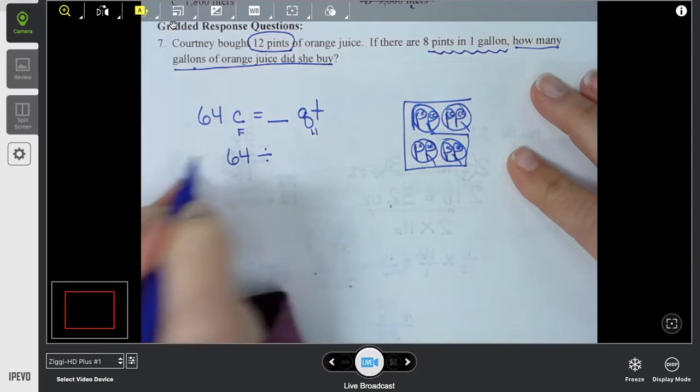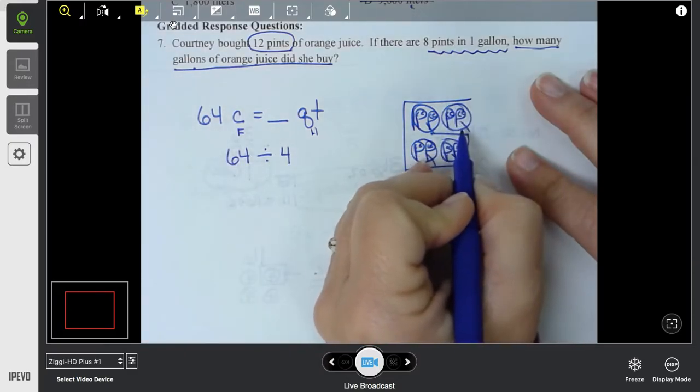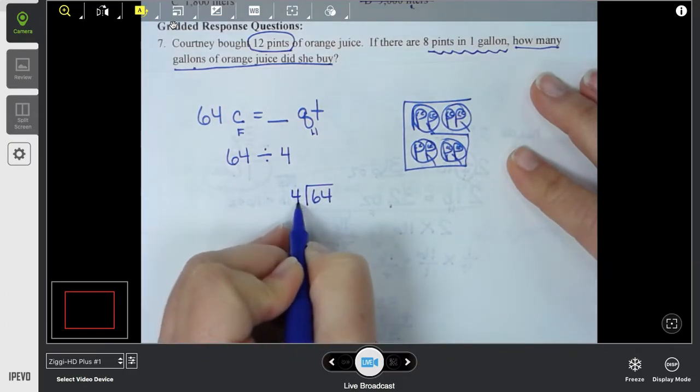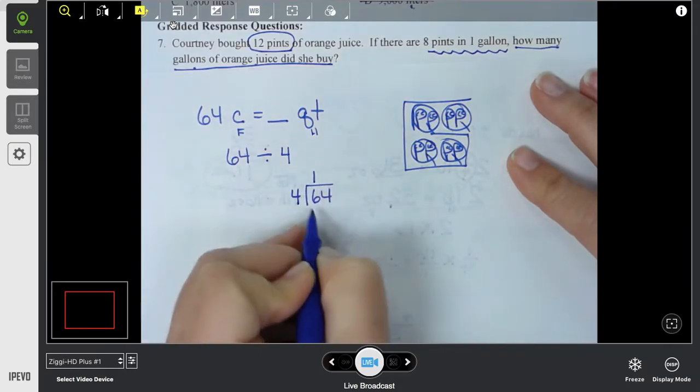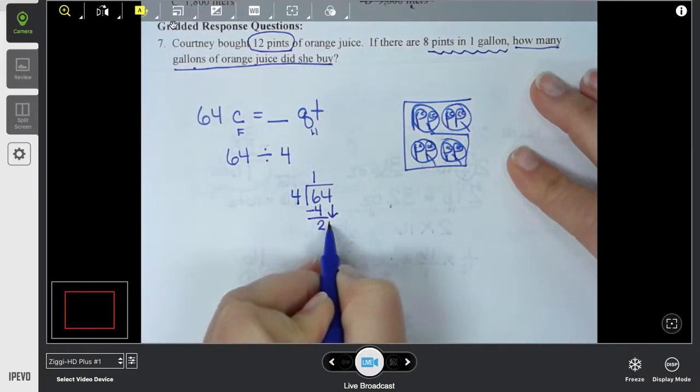So fly to horse, divide, of course. We're going to take those 64 cups and put them in groups of 4, which make a quart. So we're going to do 64 divided by 4. Okay, I'm going to do the algorithm way on this one. 4 goes into 6 once. Subtract to get 2. Bring down the 4.